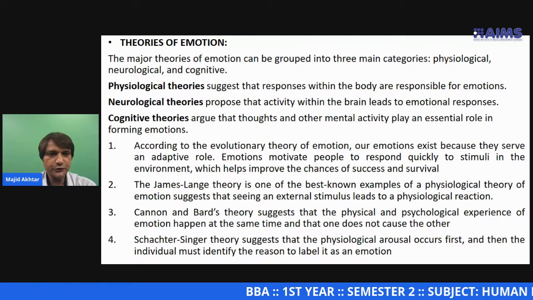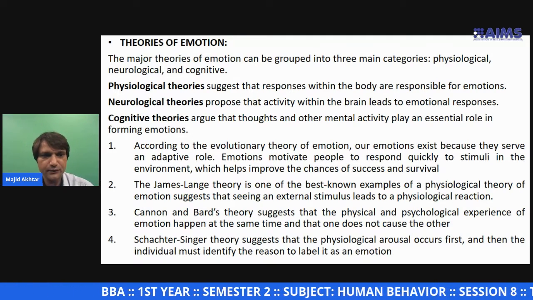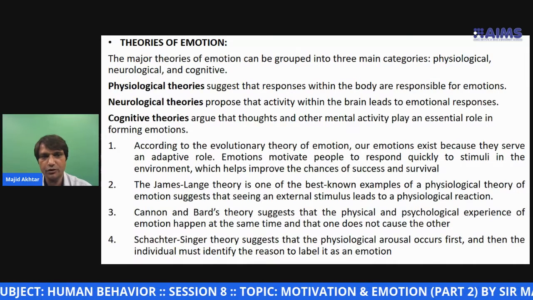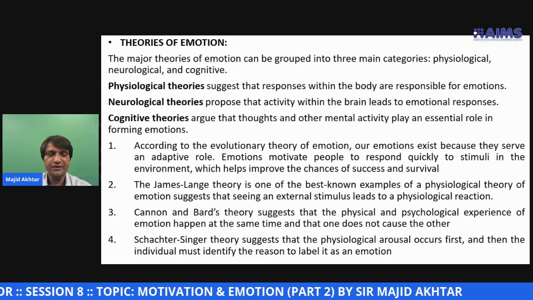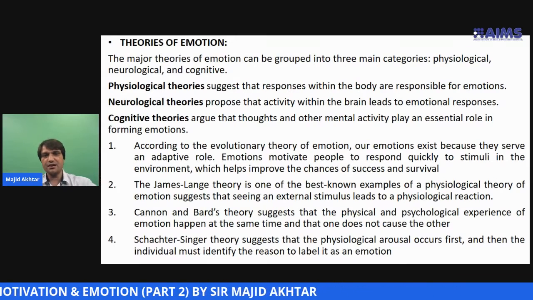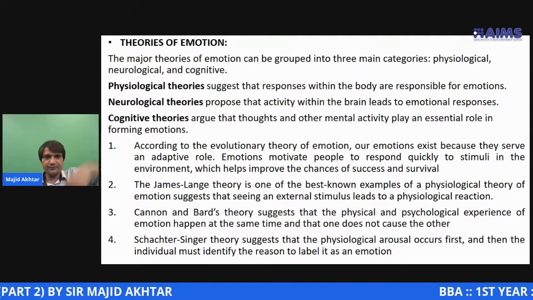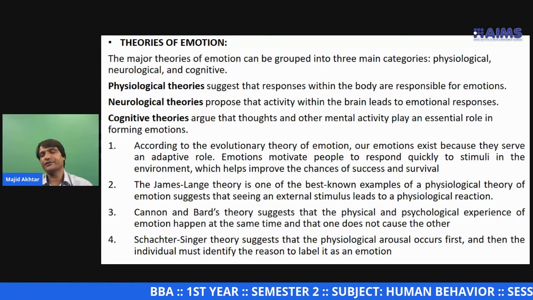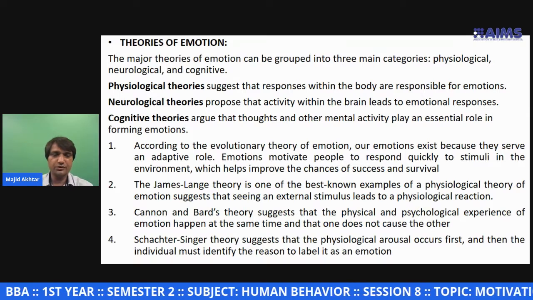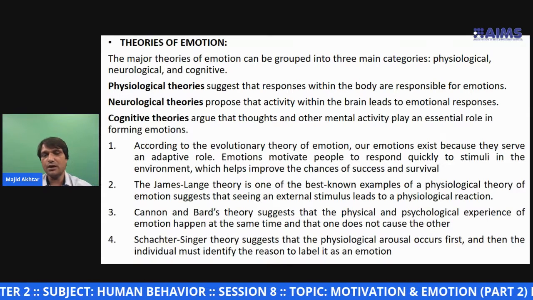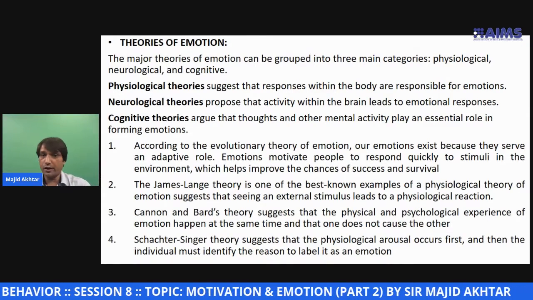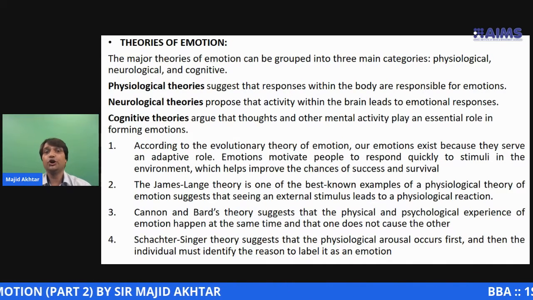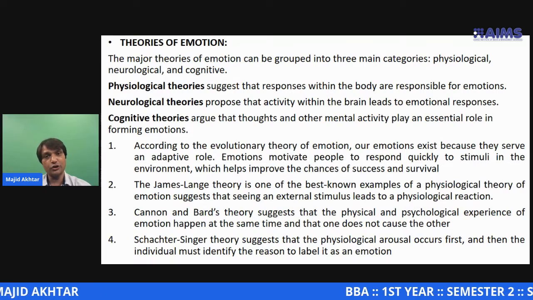So on a broader note, there were three legs of these theories of emotions. First was physiological theories, second was neurological theories, and third one is cognitive theories. These are three broader legs on which the theories of emotions are based. You would also notice that the three things we have talked about are the core reasons why emotions get triggered: physiological reasons, neurological reasons, and cognitive reasons.